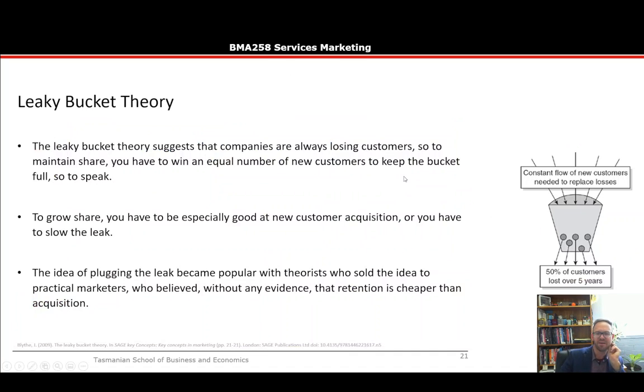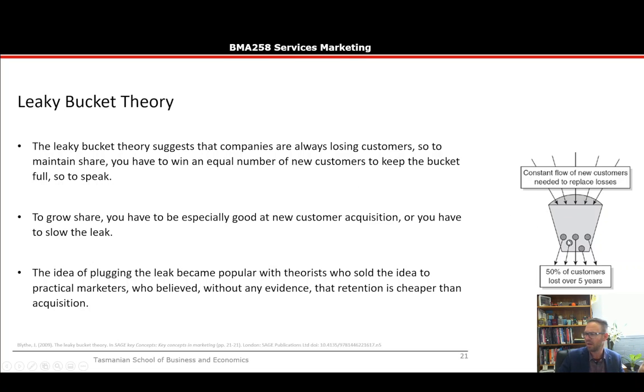All right, leaky bucket theory. This is a really cool theory because it's simple to comprehend. The leaky bucket theory suggests that companies are always losing customers, which is true. Customers retire, or they move into something different, they get a new job, whatnot. Even if you're the best business ever, you're still going to lose customers, because not everyone does the same thing for the rest of their life. So to maintain our market share, you need an equal number of new customers to keep the bucket full, so to speak.